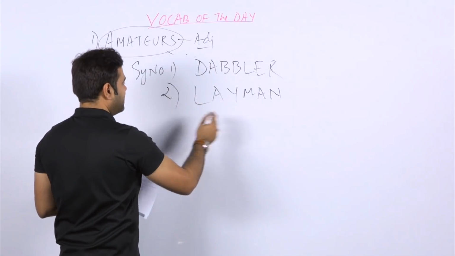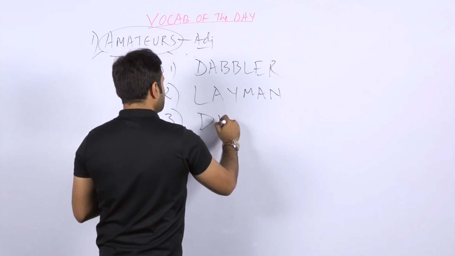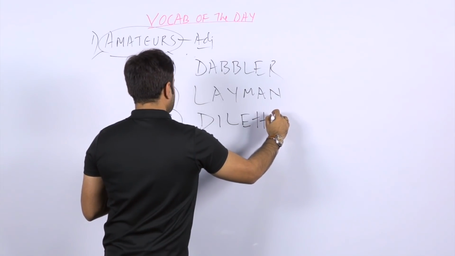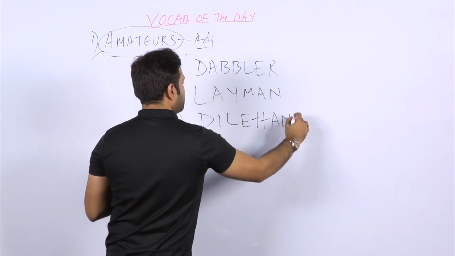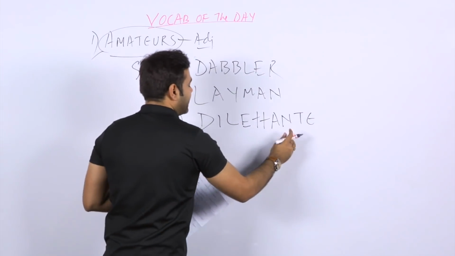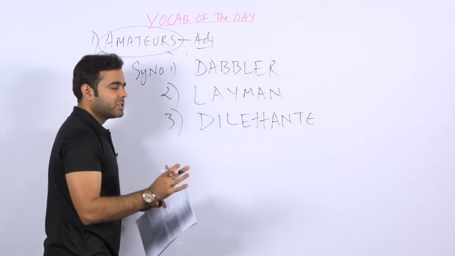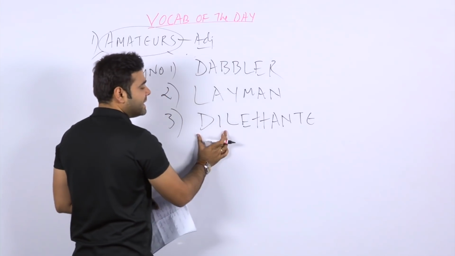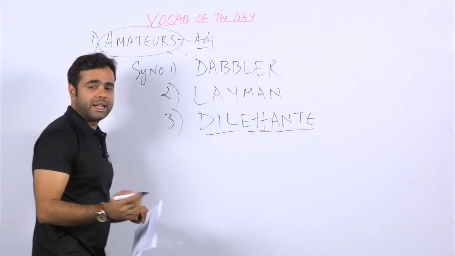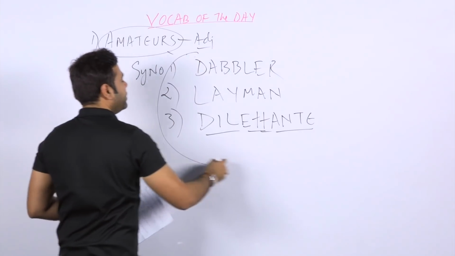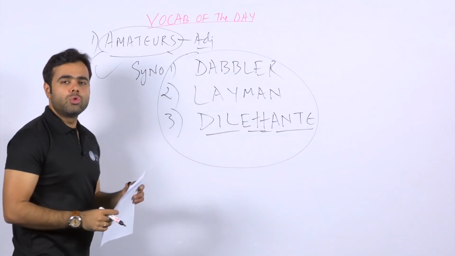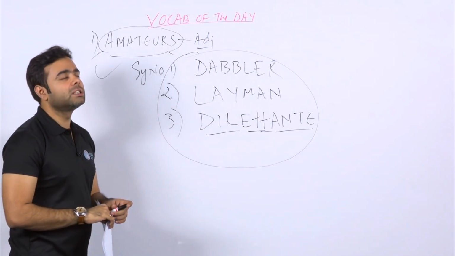So dabbler, layman, and the third word should be dilettante. How will you pronounce this word? It's dilettante. Fine. So these are the 3 words which I have taken for this particular adjective, amateur: the person who finds pleasure in doing certain things, not just for money.